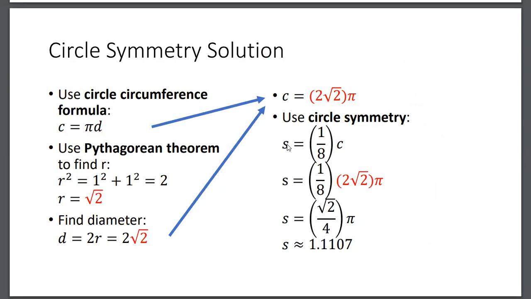So S, which is what we're looking for, is 1/8 of the circumference. That's 1/8 of 2 square root of 2 times pi. Here the 2 and the 8 cancel out to get a 4, and you end up with square root of 2 over 4 times pi, just like we arrived at in our previous solution, and the same decimal approximation.